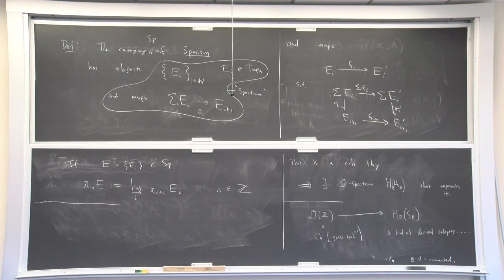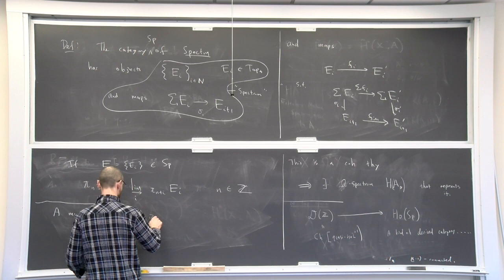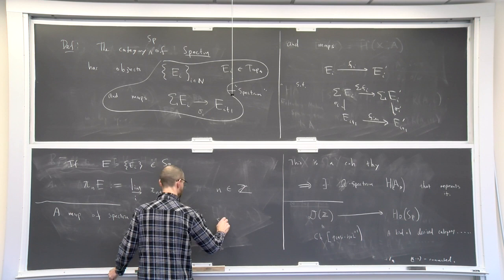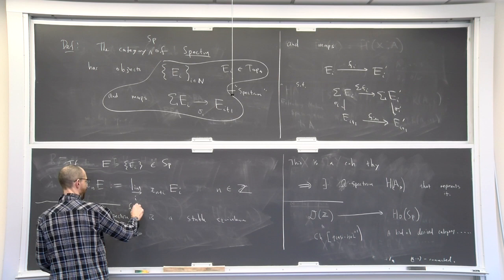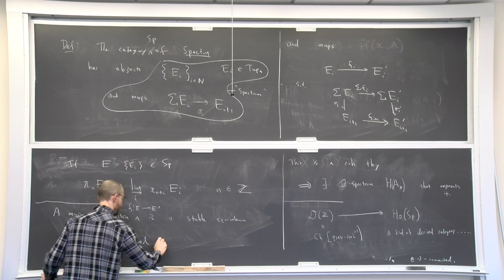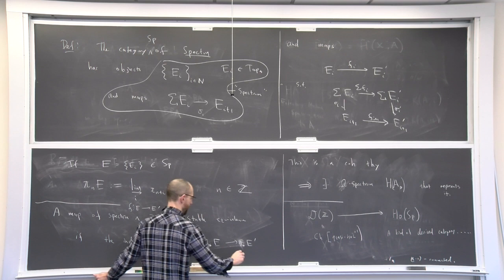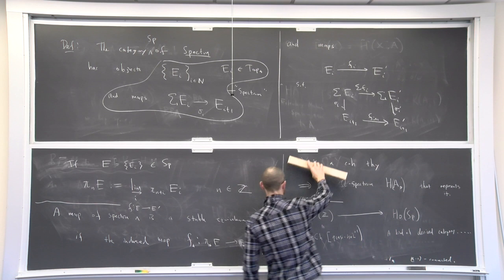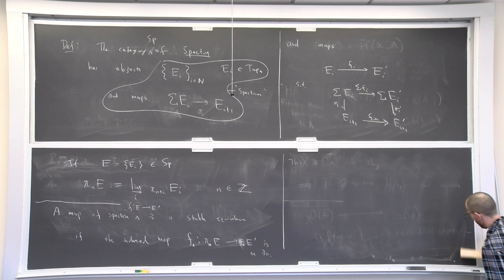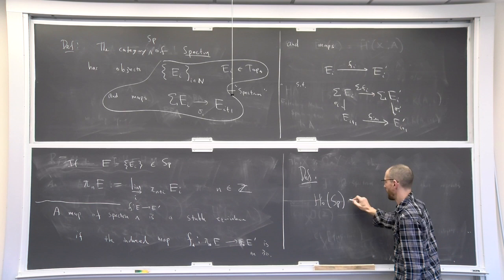So then a map of spectra F from E to E prime is a stable equivalence if the induced map going from pi star E to pi star E prime is an isomorphism. Definition: the homotopy category of spectra is the category of spectra where you invert the stable equivalences.